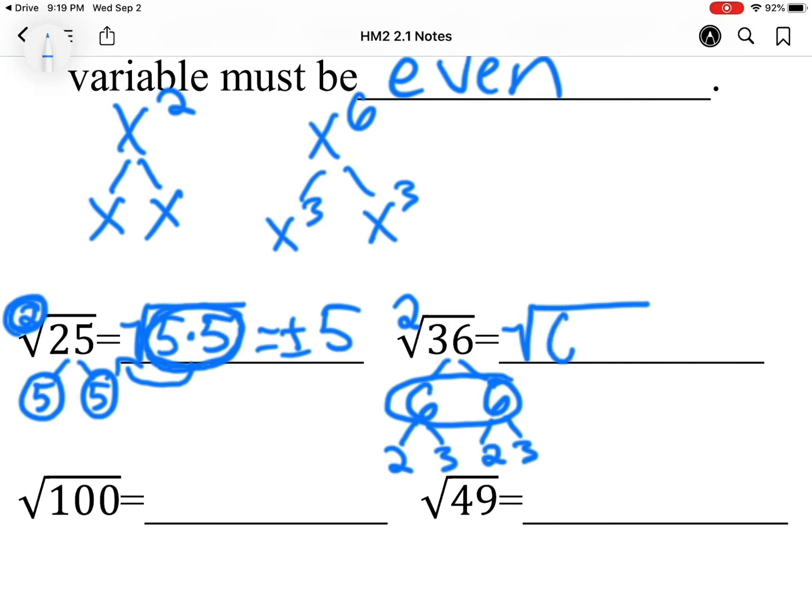So we have the square root or the radical of 6 times 6. Well, if the index is 2, that means we're grouping 2 of the same. They're moving out and becoming plus or minus 6.